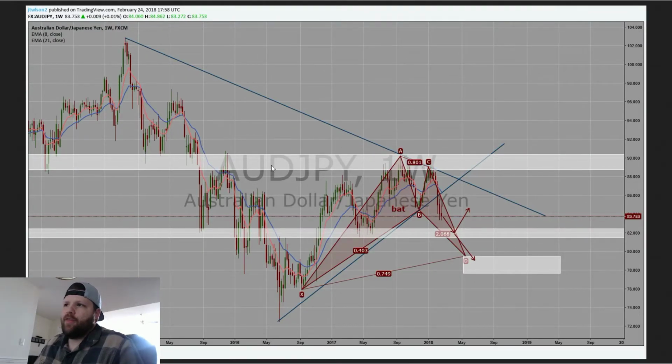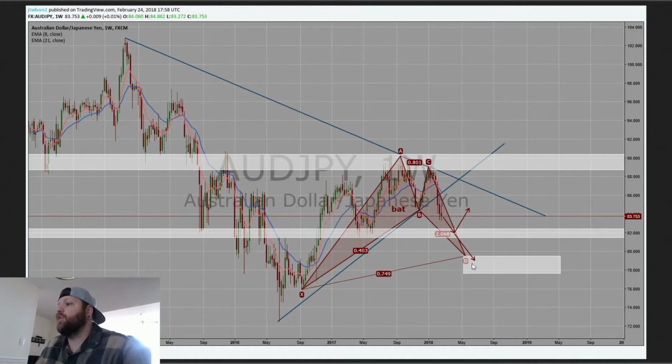AUD JPY, our third JPY pair this week, will be next. So we have a bat pattern drawn. We do have this break of this trend line on the weekly time frame, which I do expect to be retested in the coming weeks. So we could see that this week. We could see some bullish momentum trying to retest this trend line.